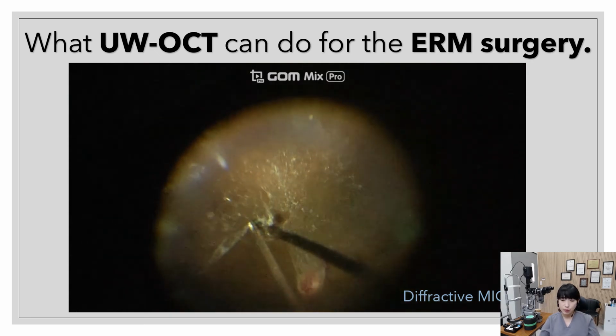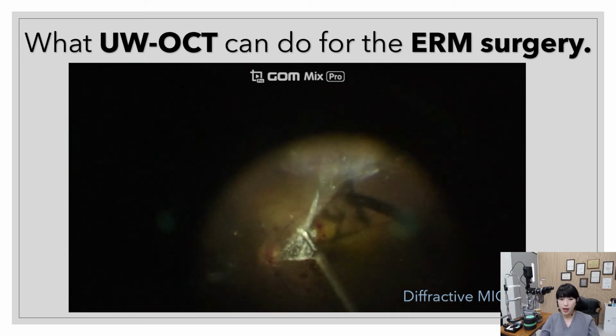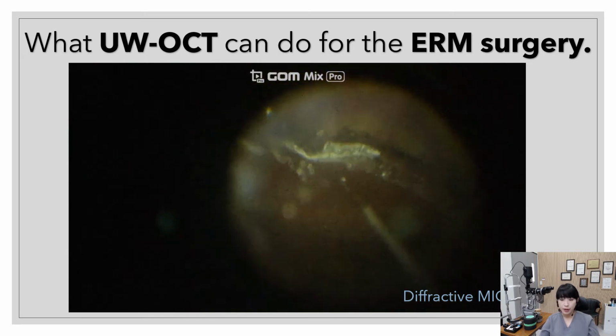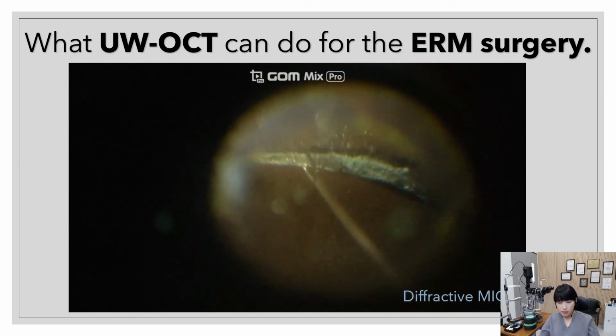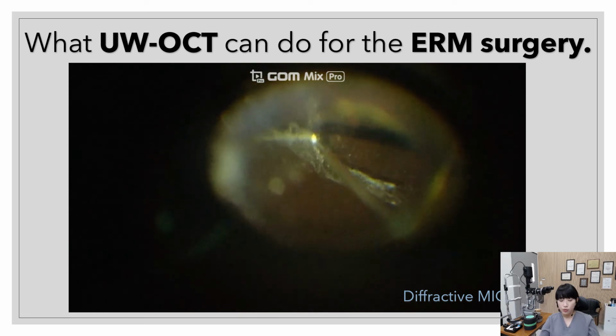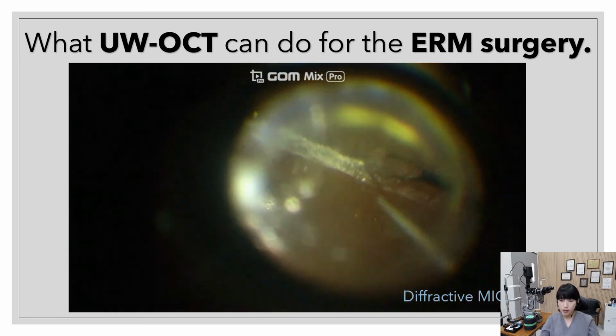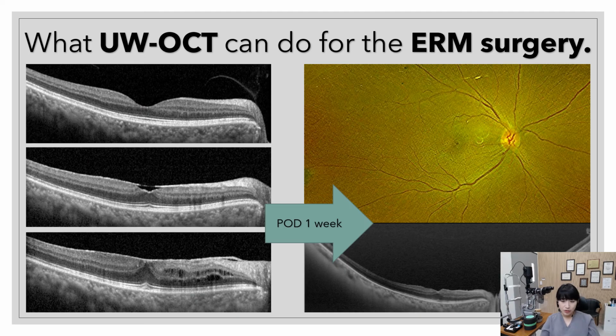After the ERM removal within the major vascular arcade, I extended the peeling to the outside of the major vascular arcade. Because the remnant membrane is the major cause of recurrence, we need to make sure that we peel the membrane as large as we can. Today, she came for the POD 1-week follow-up and the membrane was successfully removed in the entire retina.